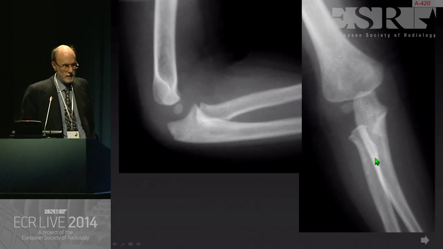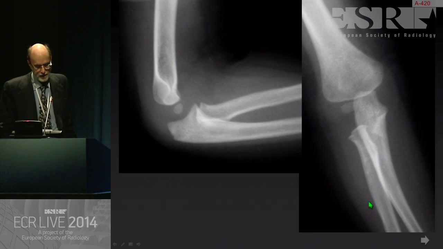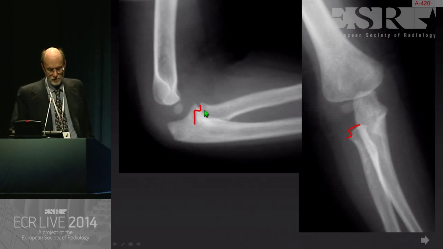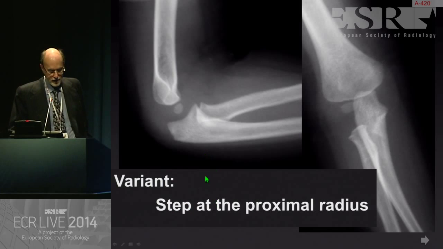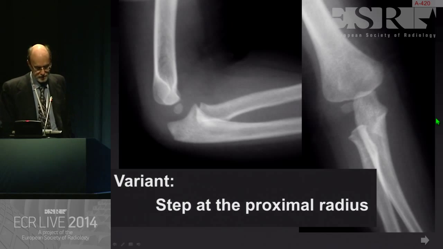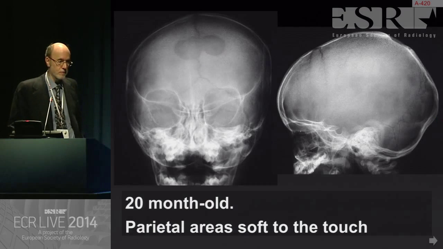This was a child that fell on the elbow, and we saw this funny-looking proximal radius, kind of step, but she had pain on the non-ossified tip of the olecranon, and pronosupination was okay. So this can't be a fracture with normal pronosupination, and it was just a normal variant called step at the proximal radius, so nothing to worry about. Always correlate with the clinical symptoms.